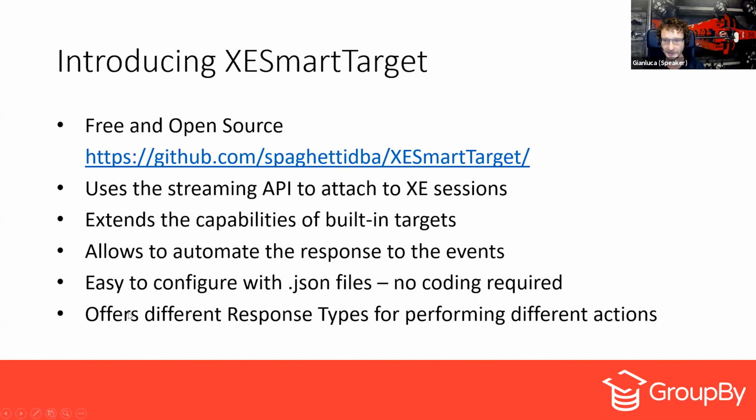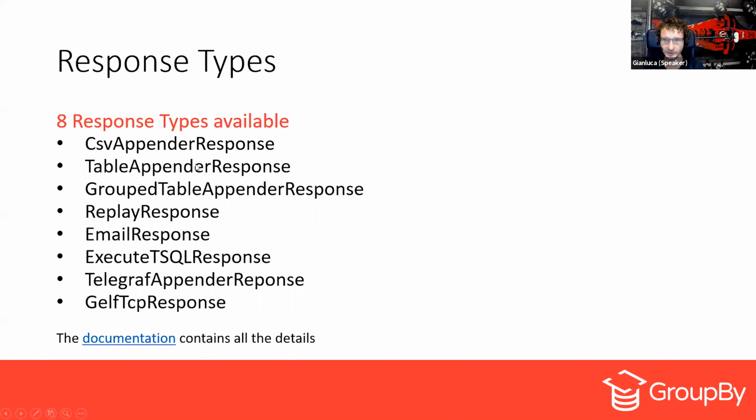And what can you do? What are the available response types? We have a CSV appender response. This one is capable of, as the name suggests, writing to a CSV file. So you can take all your events and write the information that you receive from the events in a CSV file that you can take at a later time to read what's inside.